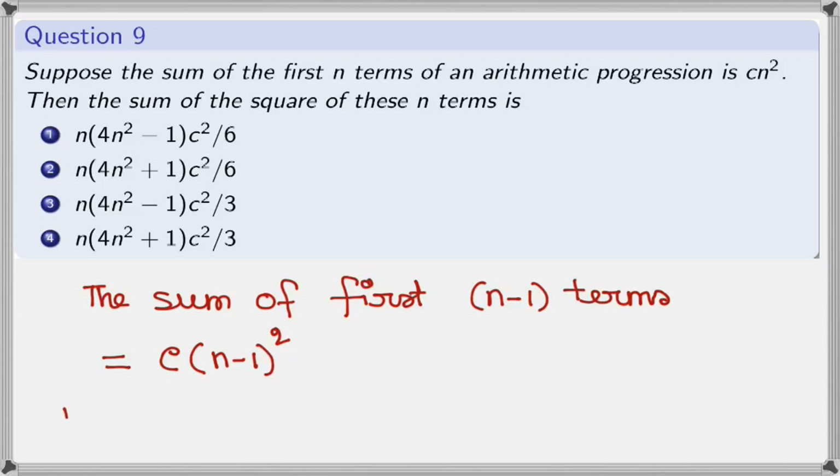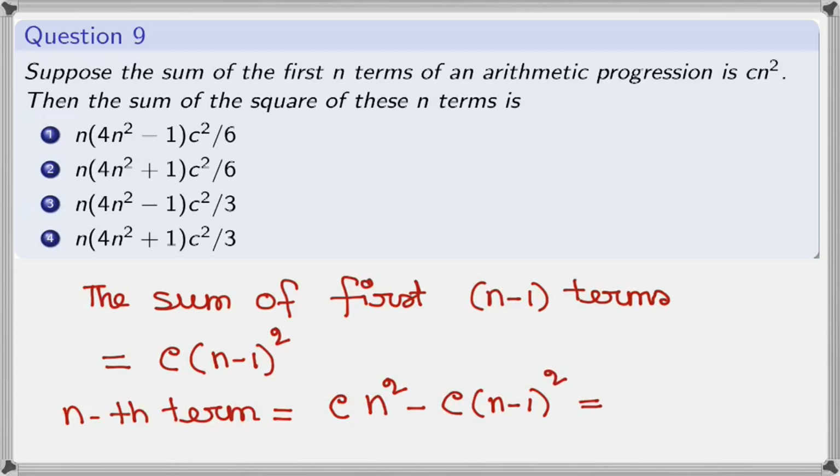Therefore, we know what is the nth term. The nth term is nothing but the sum of first n terms minus the sum of first n minus 1 terms. So, we have the nth term is c into n square minus c into n minus 1 square, which is c into 2n minus 1. So, we know what is the nth term of this arithmetic progression, that is c into 2n minus 1. Let us call the rth term of this progression by AR.